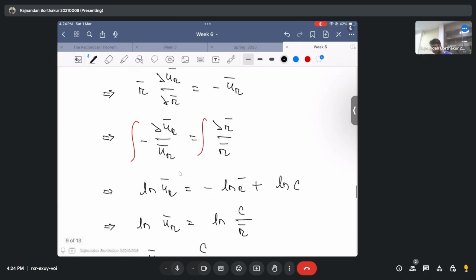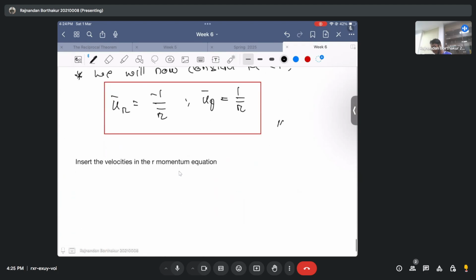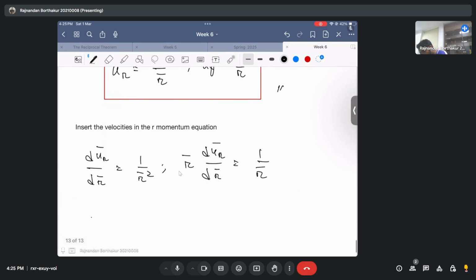So what do we have? If my U_R bar is minus 1 by R bar, then I know that my dU_R bar by dR bar will just turn out to be 1 by R bar squared. I also have this term, which is R bar times dU_R bar by dR bar, and this would be just 1 upon R bar. Therefore d by dR bar of R bar times dU_R bar by dR bar would just be minus 1 upon R bar squared. All this we are doing because we require this in the R momentum equation. All right, then let's just insert this in the R momentum equation.